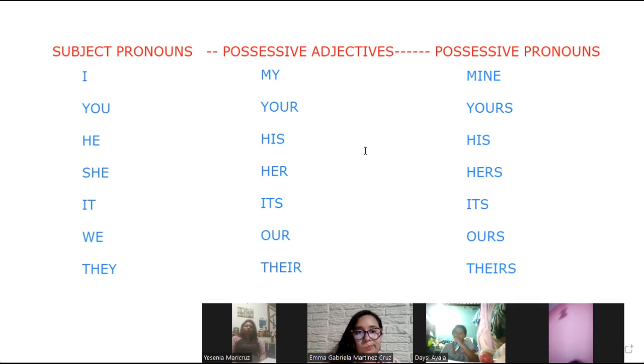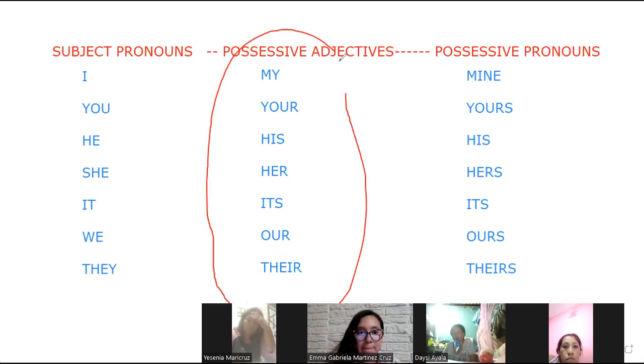So my question is, how do we use them? Based on your understanding, based on your ideas, when do we use possessive adjectives? Who can give an example with the first category? Let's only use these ones. Any example, any idea? I'll give you one minute to think about it. What ideas come to your mind?